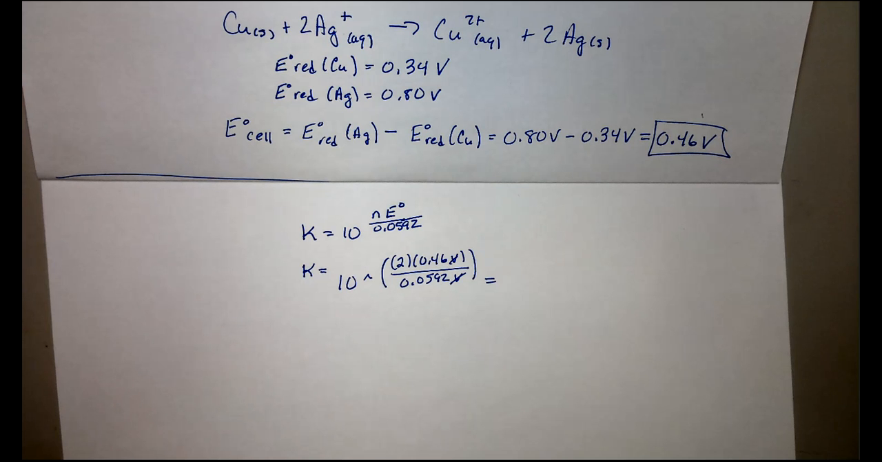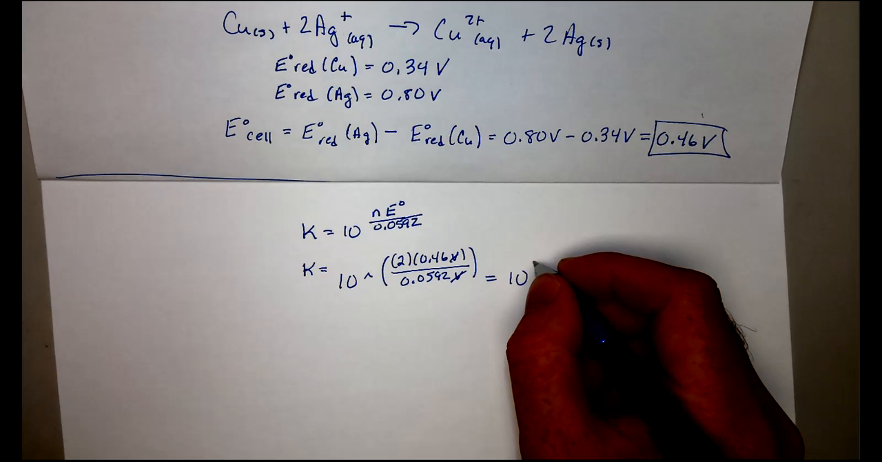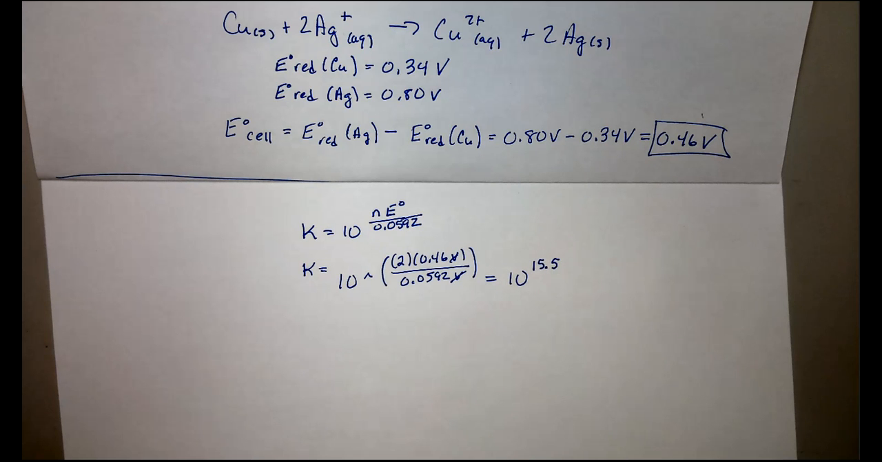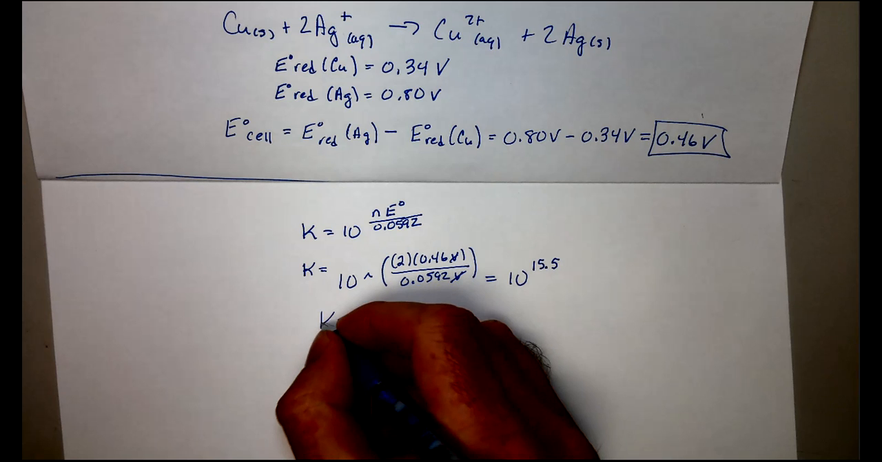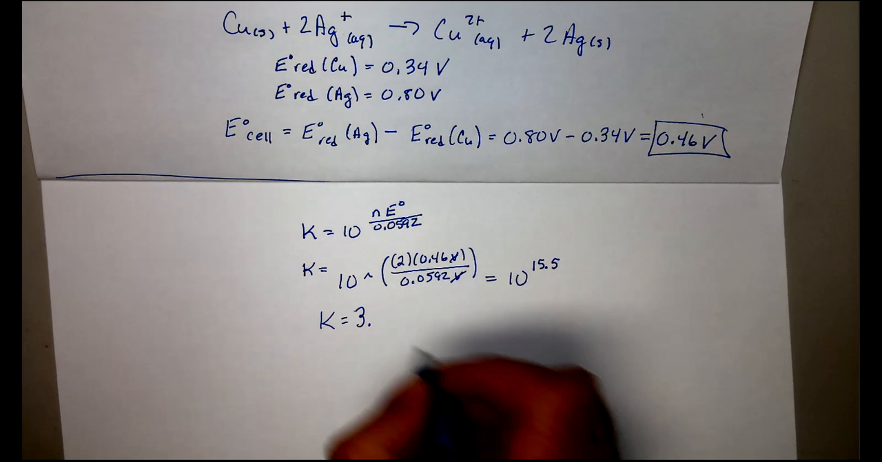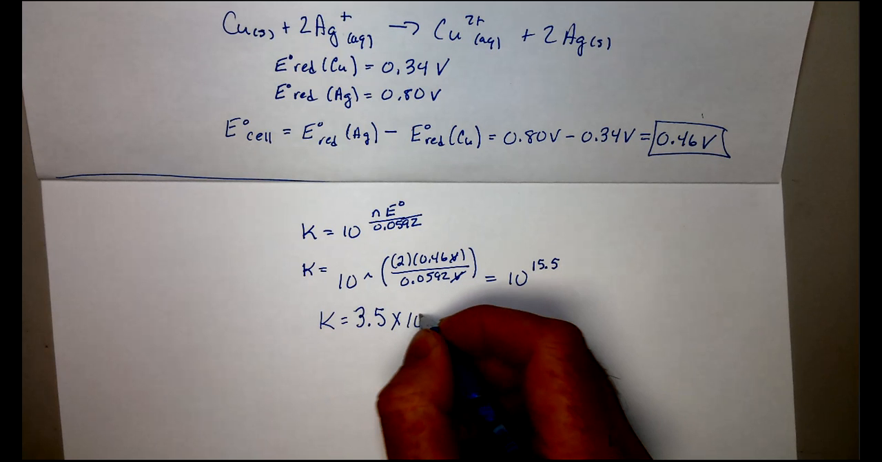And then we're going to run that through our calculator. 2 times 0.46 divided by 0.0592. You're going to get 10 raised to the 15.5 power. We'll go ahead and crunch that out, but you want to at least have that in case your calculator blows up and won't handle the load. In this case, the calculator will handle it, but if it gets really big, it may blow your calculator up, and we'll call that 3.5 times 10 to the 15th power.